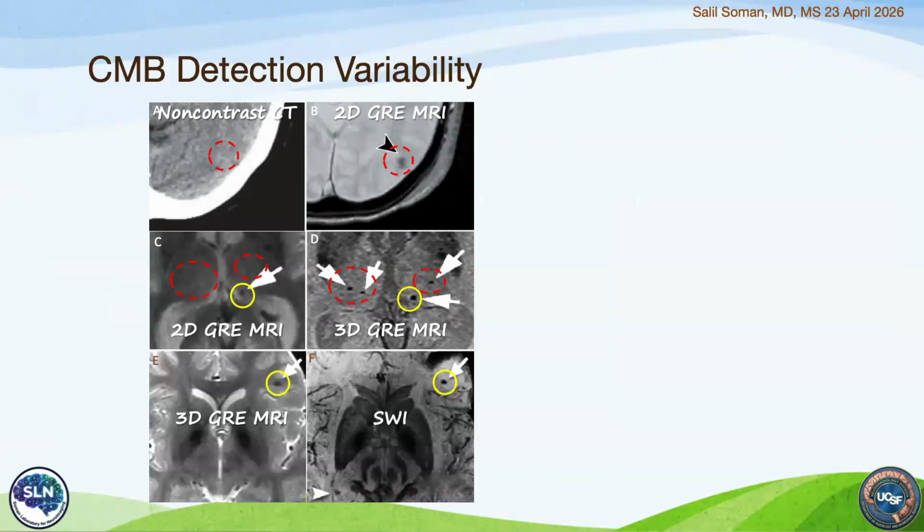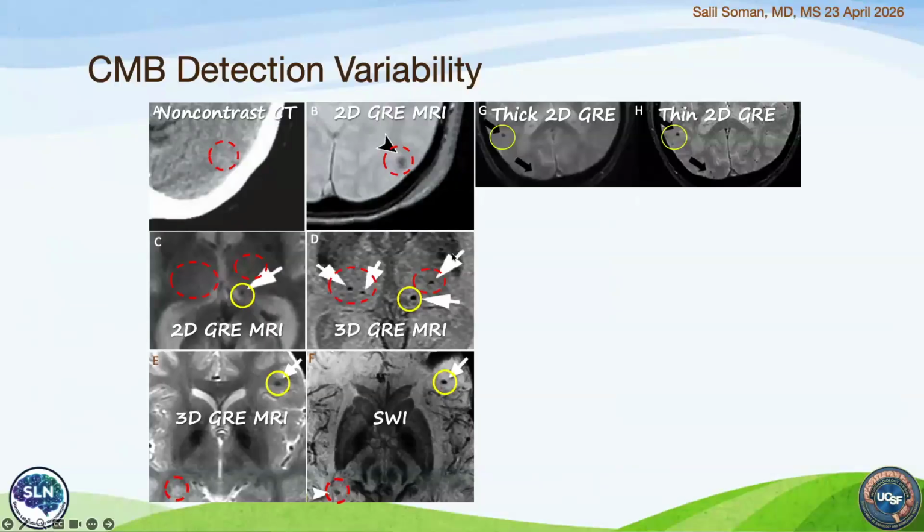Same thing here with a 3D GRE versus SWI. You can see the yellow circles on both, right? But then there's this one in the lower left, the red with the arrow down here, where you can see that you can call an extra microbleed.